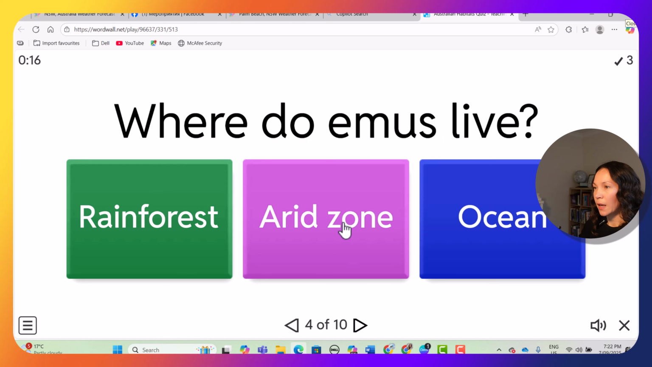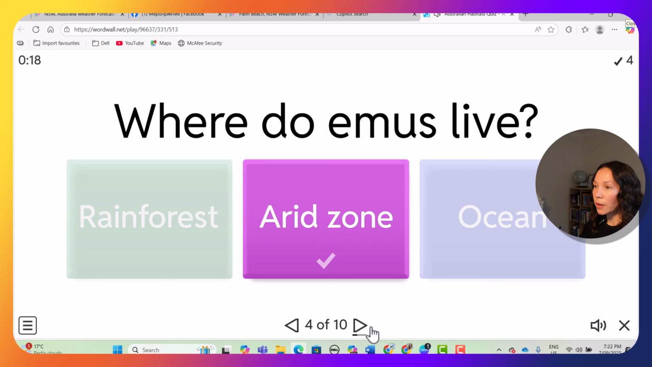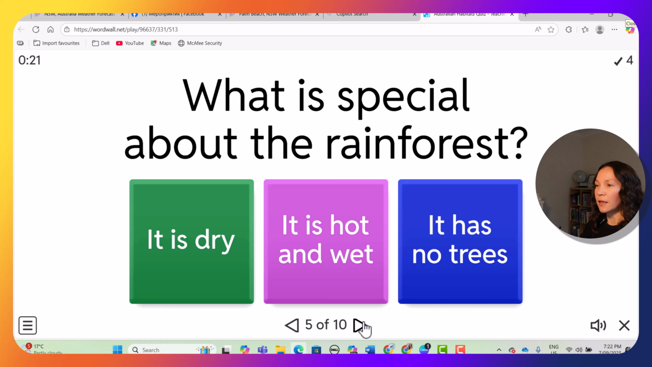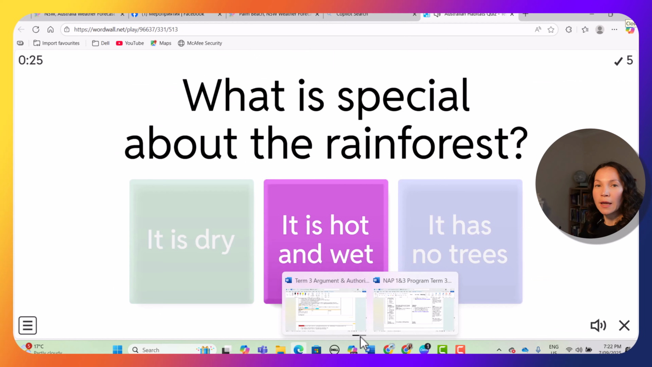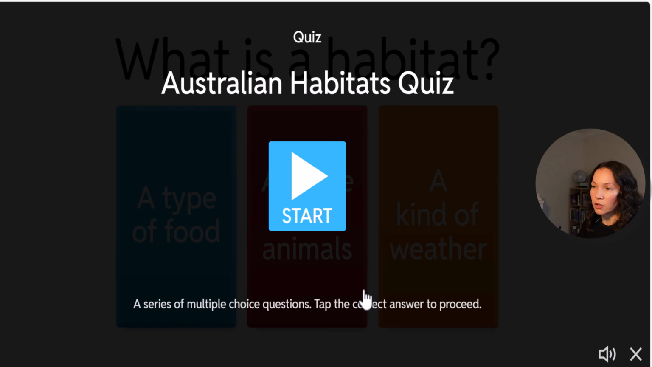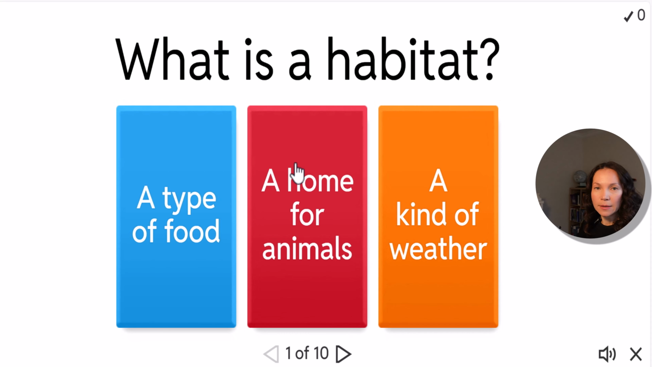Okay, so there will be a question, what is a habitat? And they need to choose the correct answer. So we can play this game either individually or as a team. So it depends. It really depends on your group.